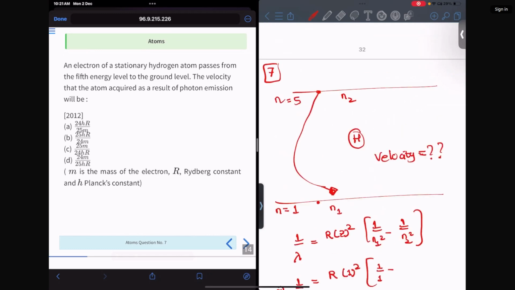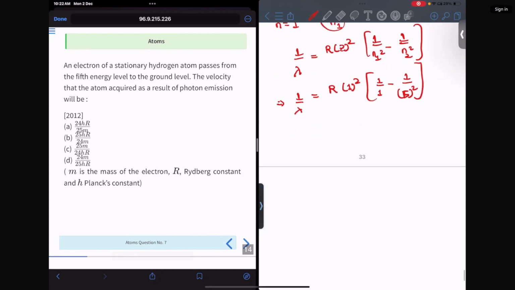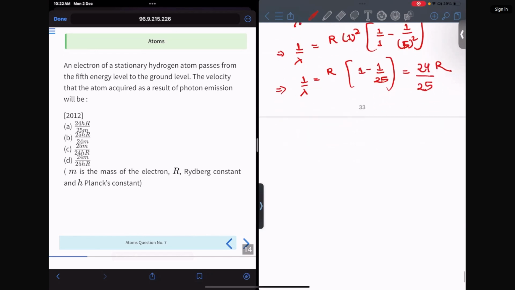So what happened here was one electron moved from n2 to n1. Then what will be its velocity? We need to find out the value of lambda first. The n2 square will be 5 square. So 1 by lambda here will be equal to R into 1 minus 1 by 25, which will be equal to 24 upon 25, that is 24R upon 25.